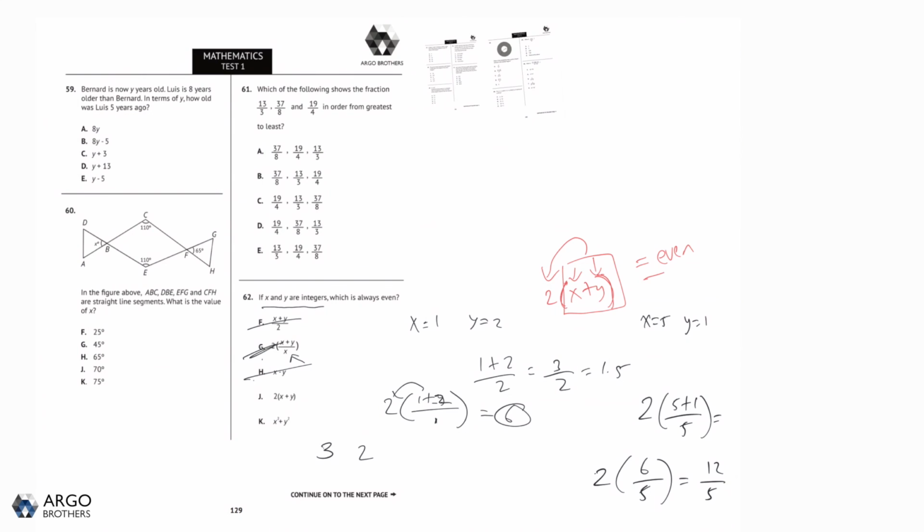You can go ahead and try to plug in any numbers, any number you want for these. You can put hypothetical values, and you'll always see that J always results in an even number. Let's try K real quick. Let's just say x is equal to 1, and y is equal to 2. x squared, 1 squared is 1, plus 2 squared is 4, 4 plus 1 is 5, therefore this is not even, so K is also incorrect. The correct answer choice for question 62 is J.